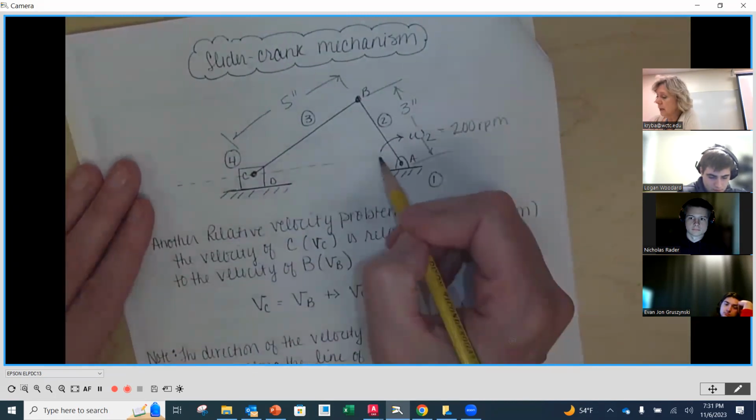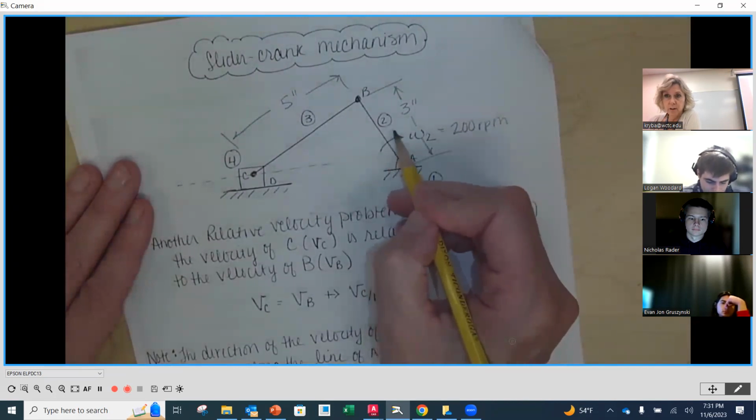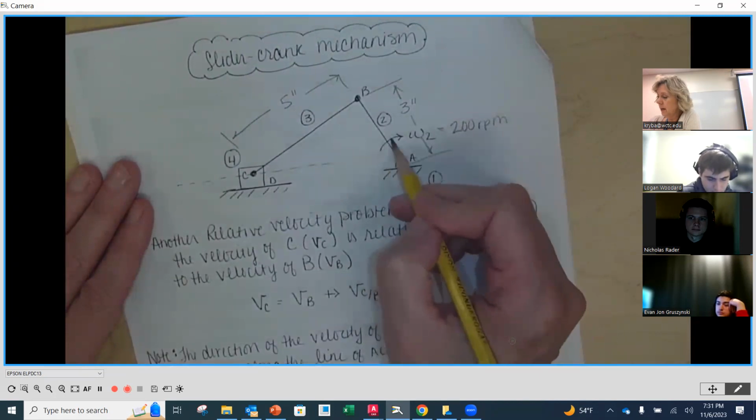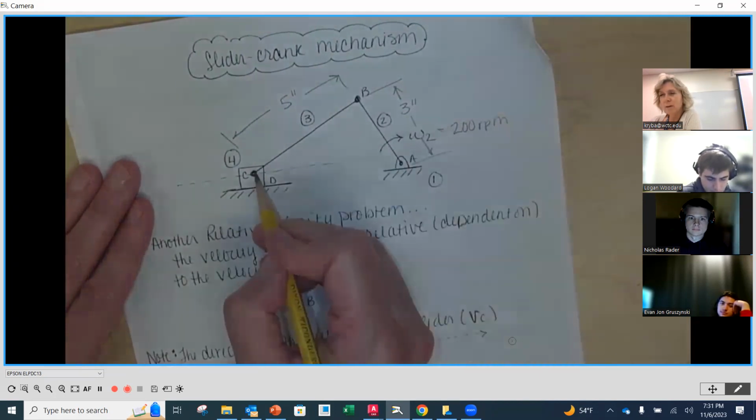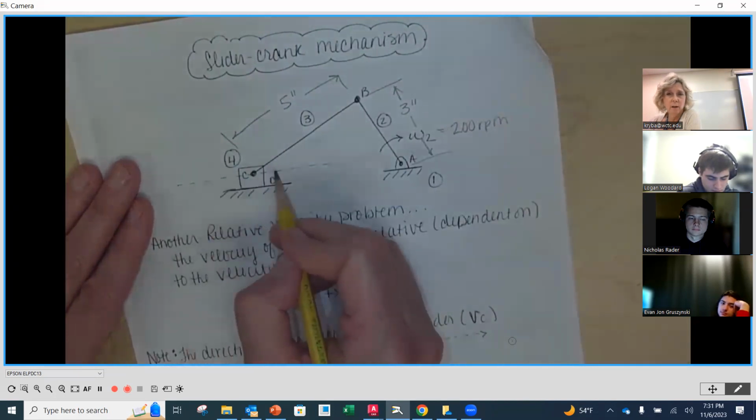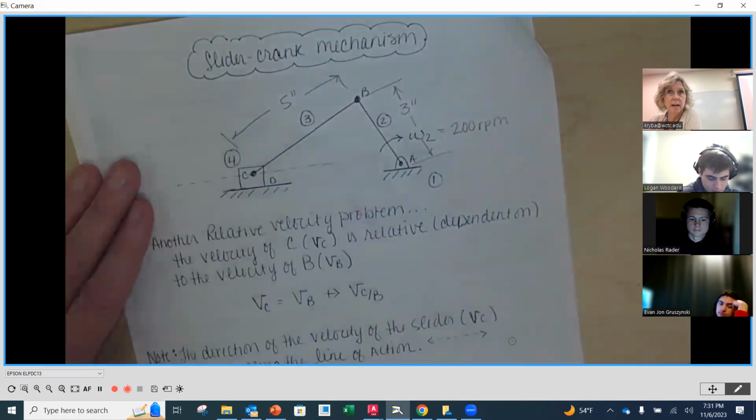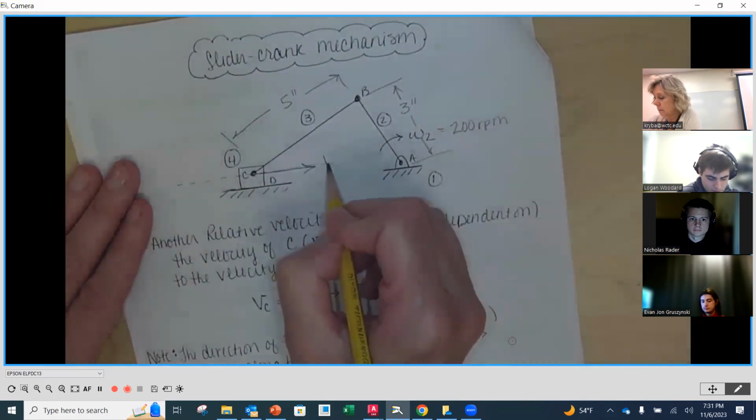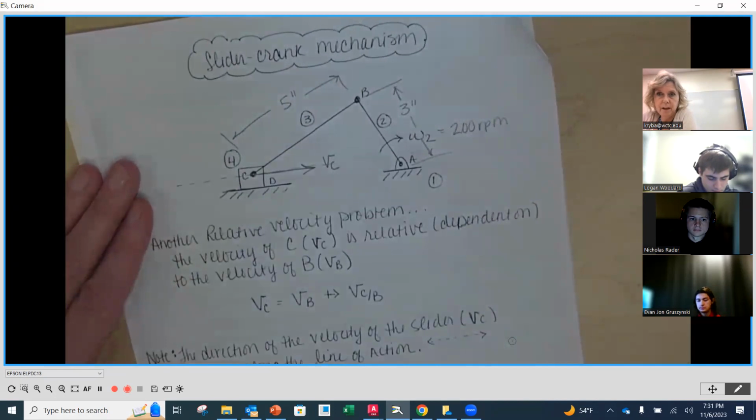Now, as we're looking here, you'll notice that the rotational direction of W2 is going to be in a clockwise direction. So what does that mean for the velocity at C? Is it going to go left or is it going to go right at this instant in time? To the right. Yeah, exactly. So velocity of C is going to be like that, right?